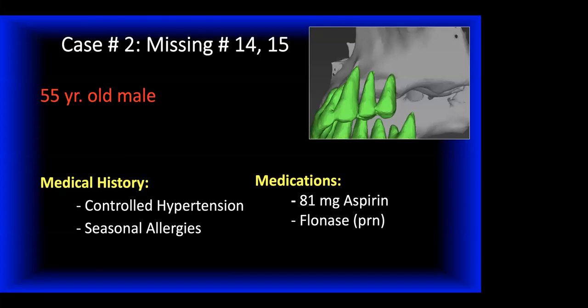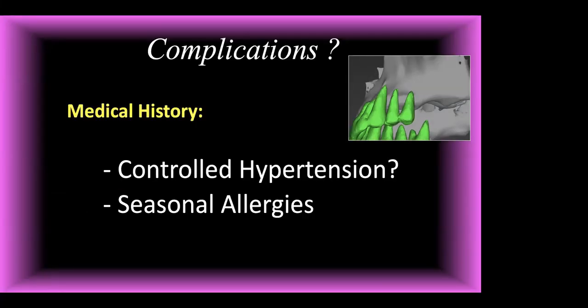55-year-old male, controlled hypertension, seasonal allergies. Medications: the patient takes 81 milligram aspirin every day and Flonase as needed. Anything that the patient marks on the medical history, the red light goes off, and I always ask a question. Controlled hypertension, what does that mean?